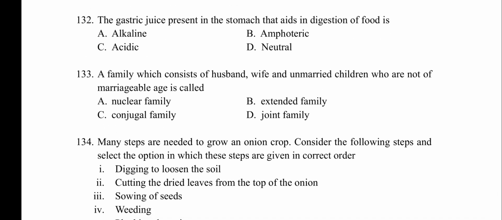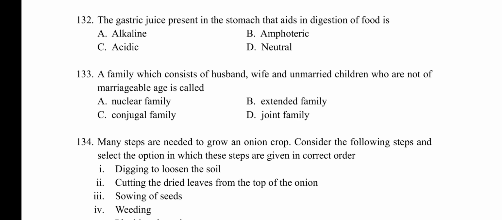Now, a family which consists of husband, wife and unmarried children, who are not of marriageable age, is called nuclear family, extended family, conjugal family or joint family. So this question I have seen for the first time. So here the best option is option number C, that is nuclear family. So a family of husband and wife and they have their 2 children who are unmarried and they are not of the marriageable age. They are known as nuclear family, right?